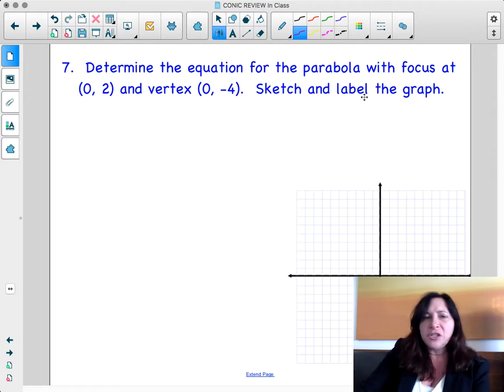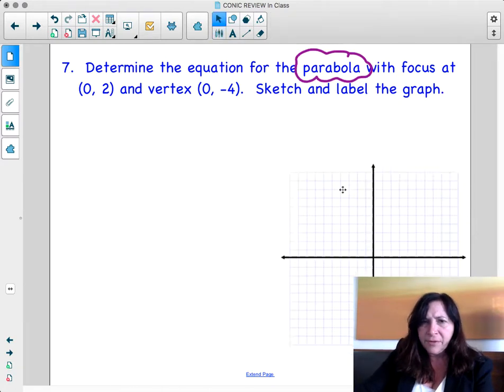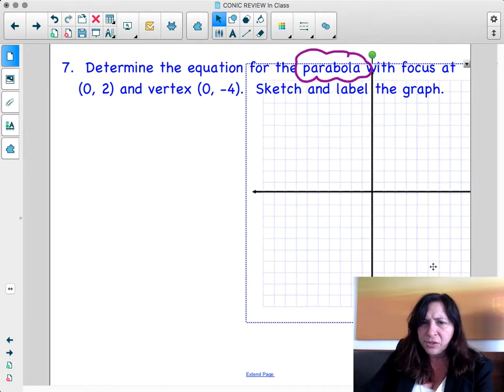Okay, determine the equation of a parabola that has a focus at 0, 2. So let me draw my graph. So this is going to be up here at 0, 2. All right.